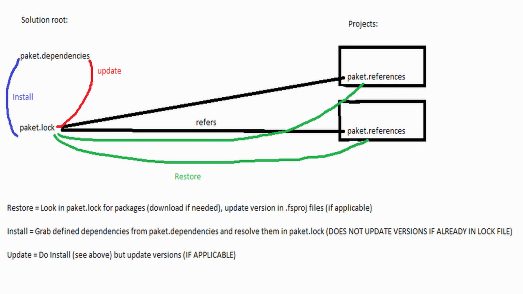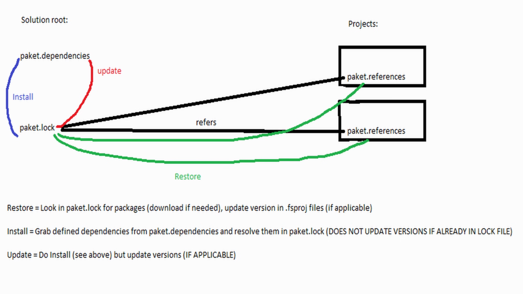And so, okay. The first and most used command is paket restore. What that will do is look into your paket.lock file for packages. In this case, we will have F# core. It will download it from the NuGet feed if it needs to. In this case, I probably already have it in my user packages. Maybe it'll download it, maybe it won't. You can force the download if you force the restore, and it will also update the version in the fsproj files if applicable.